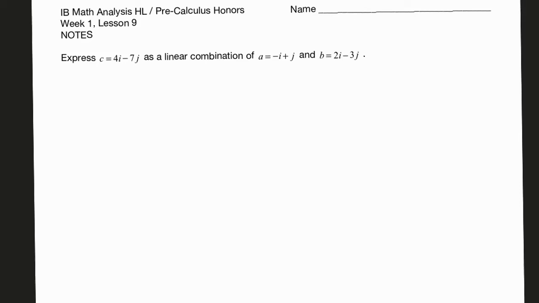Week 1, lesson 9. All right, so this problem is saying we need to express this vector, this one, right? There we go. As a linear combination of these other two vectors. In other words, there should be some number times A plus another number times B that should equal vector C.